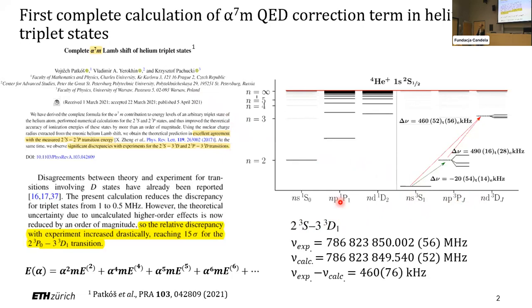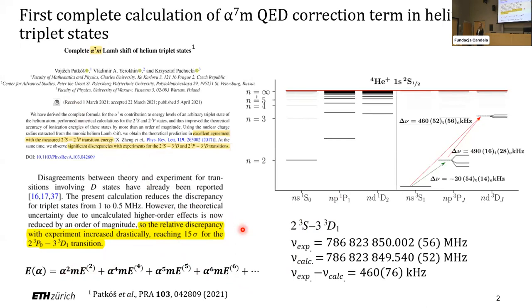As you just heard, exactly a year ago the first calculation was published on the QED expansion term of helium, including the complete treatment of the α⁷ correction term. And here you can see such an expansion in terms of the fine structure constant alpha. What was found is that with a relative precision of 4 × 10⁻¹¹, they calculated the level positions of the triplet 2s and triplet 2p states very accurately.